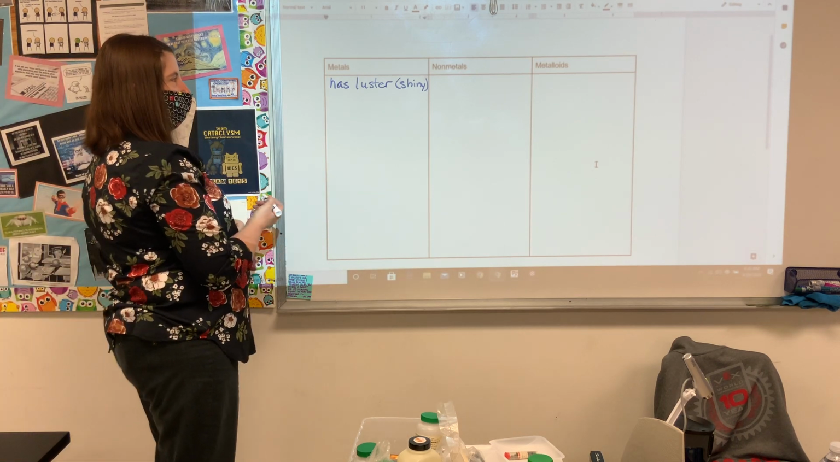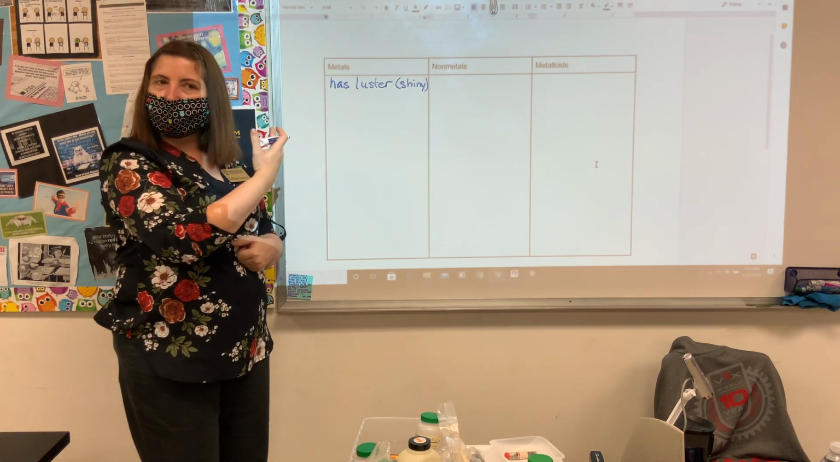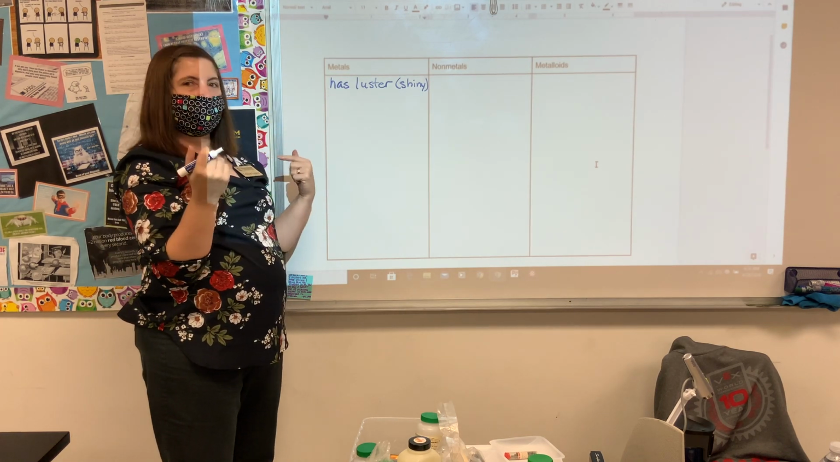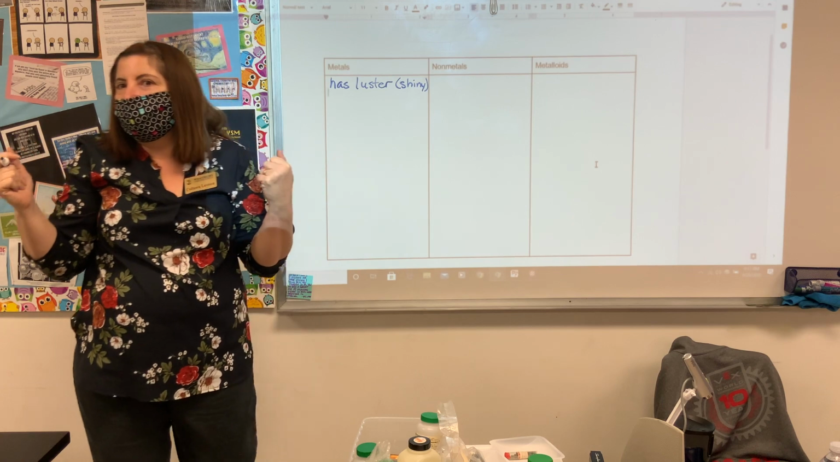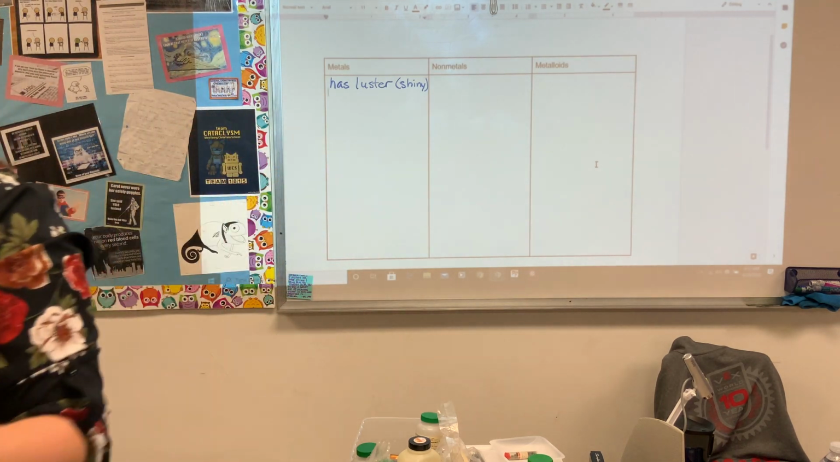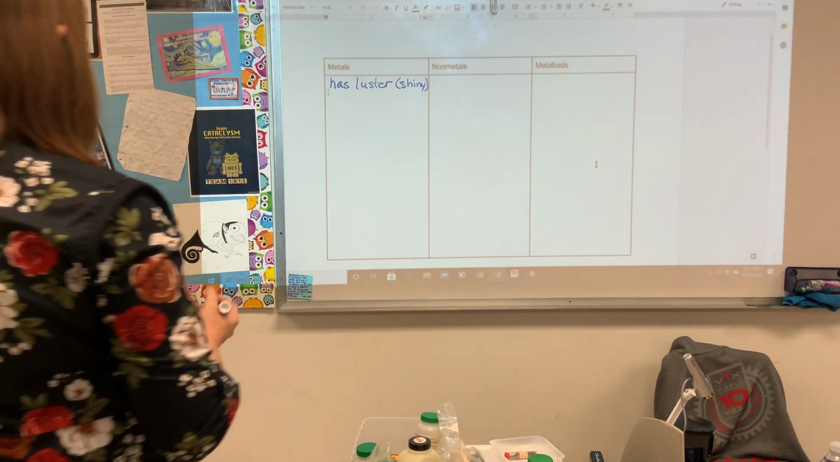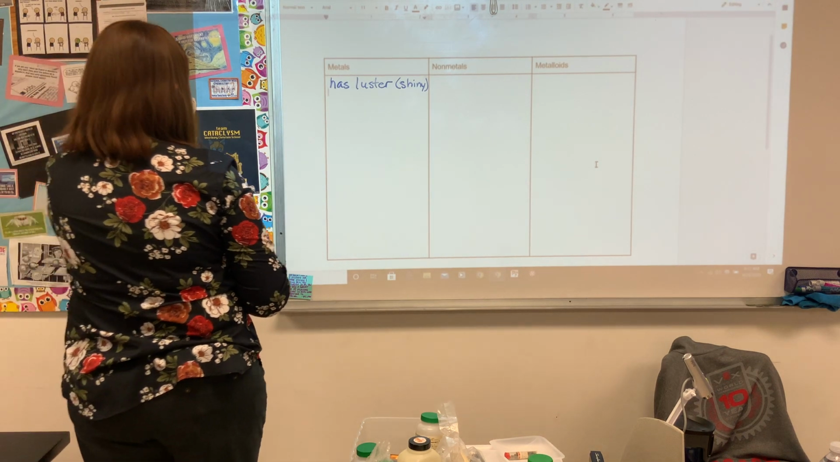Okay, has luster. We need to use this word. That's the specific science word. Like if you ask me during the test, oh, what does luster mean? Sorry, can't help. That's why I'm trying to give you other words to help you remember what that vocabulary word is long before then. What's another property of metals?